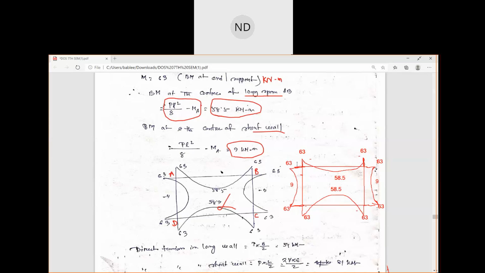This will be your A, this is B. Then you have C and D this side, this is C, and here you will have your D. So these are the moments: the support moments 63, 63, at the center of the longer span it is 58.5, and at the center of the short wall it is 9. Okay, so this is the correct one. This one is wrong. Do not follow this, okay?